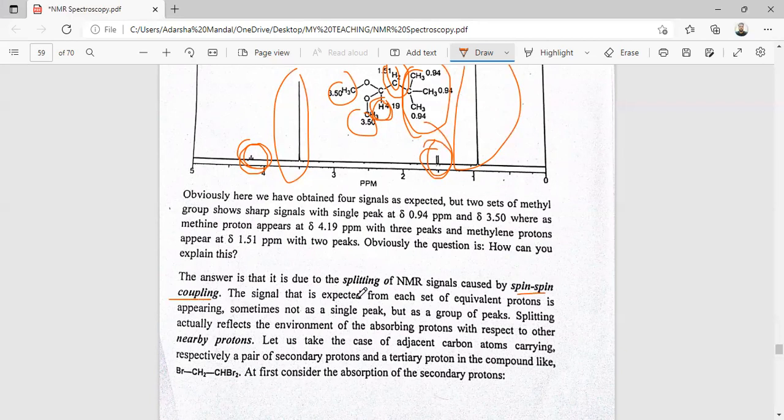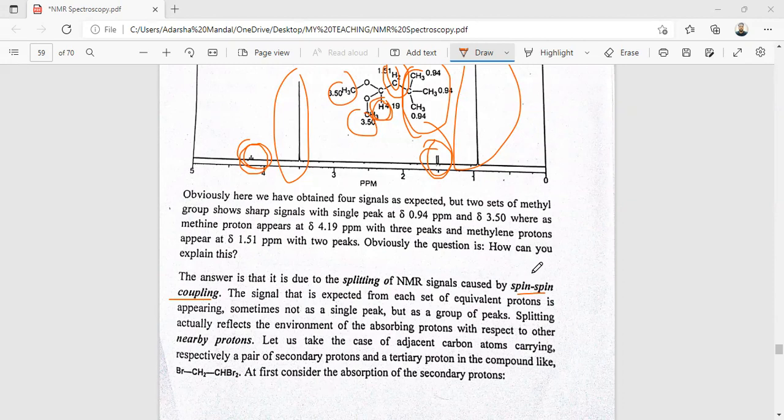The signal that is expected from each set of equivalent protons appears sometimes not as a single peak but as a group of peaks. Splitting actually reflects the environment of the absorbing proton with respect to other nearby protons. So that means splitting is due to the other protons that are close to the proton.